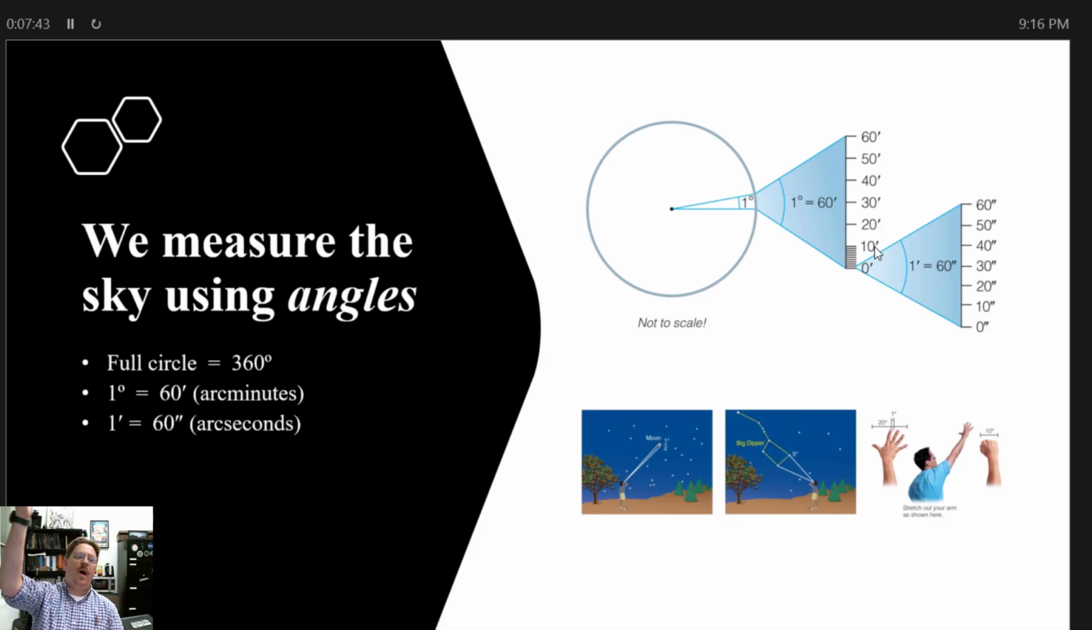So if you wanted to know how far up something is, typically you'll just fist over fist it in order to get up to the object of interest.